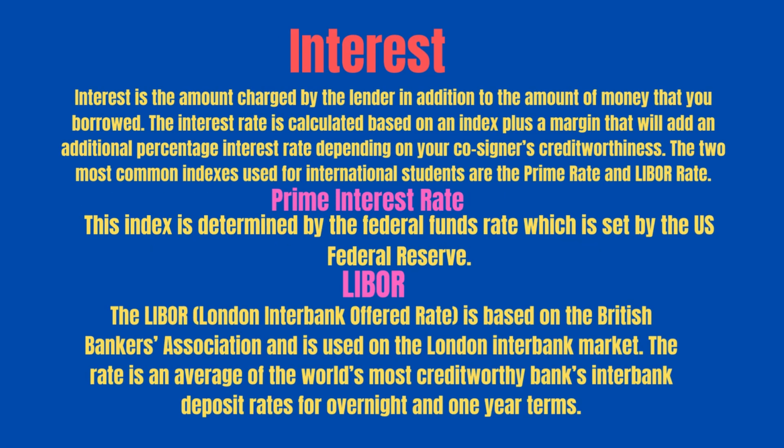Interest. Interest is the amount charged by the lender in addition to the amount of money that you borrowed. The interest rate is calculated based on an index plus a margin that will add an additional percentage interest rate depending on your cosigner's creditworthiness. The two most common indexes used for international students are the prime rate and LIBOR rate. Prime interest rate. This index is determined by the federal funds rate, which is set by the U.S. Federal Reserve. LIBOR. The LIBOR is based on the British Bankers Association and is used on the London interbank market. The rate is an average of the world's most creditworthy banks' interbank deposit rates for overnight and 1-year terms.